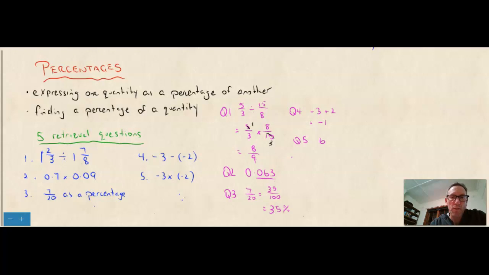-3 minus -2, that becomes -3, effectively +2. We are increasing by 2, therefore it becomes -1. And question 5, a negative times a negative gives us a positive. So just a little bit of a recap. I'm going to put these in routinely when I'm setting you these questions. But right now I need some room, so I'm going to get rid of this now and we will continue with our percentages.